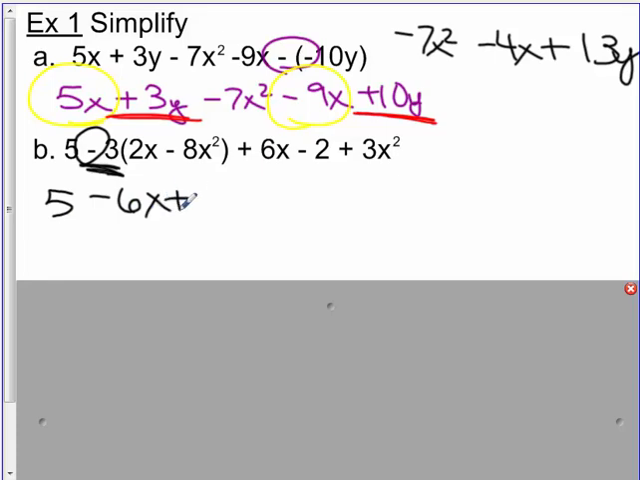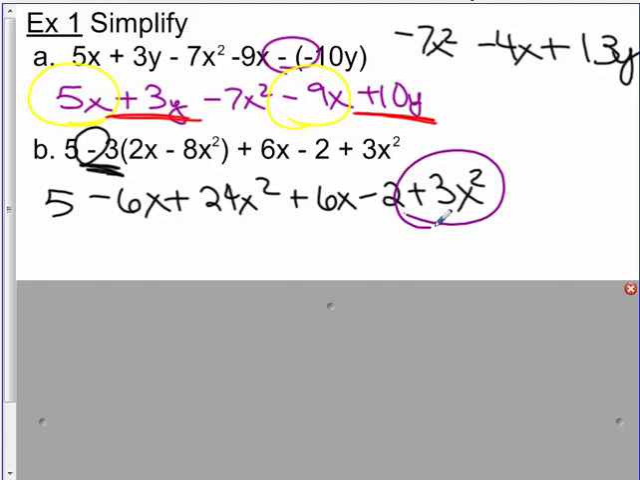So negative 3 times 2x is a negative 6x. And negative 3 times a negative 8 is a positive 24x squared. I'm going to finish writing the 6x minus 2 plus 3x squared. So then I look, what can I combine together? Again, for me, I like to either circle it, box it up, something like that. You can also group them together.